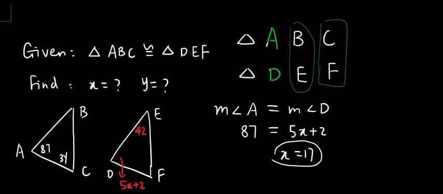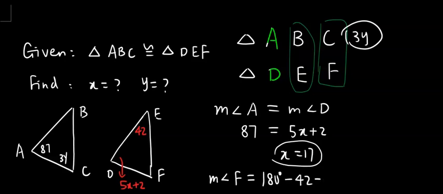Alright, once we find x is 17, why don't we go ahead and find the measure of angle F? Because if we find that, we will know C. And C is what? C is 3y. Angle F, measure of angle F, is 180 degrees minus 42, minus this angle. We just found out x is 17. So we plug in here, we say 5 times 17 plus 2.